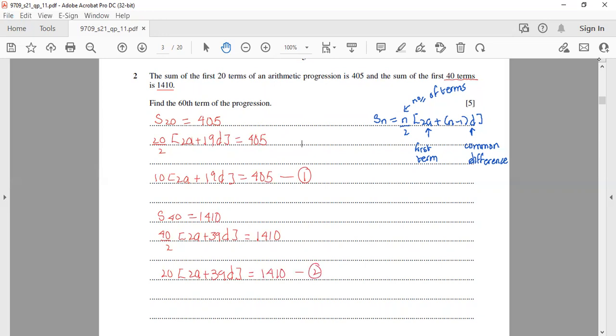And this is the second equation. So now you have two equations with two unknowns, that are the first term and the common difference. You can solve simultaneously to find the value of A and D. Et puis, par la suite, c'est qu'à find the 60th term. Donc, let's find the value of A and D.